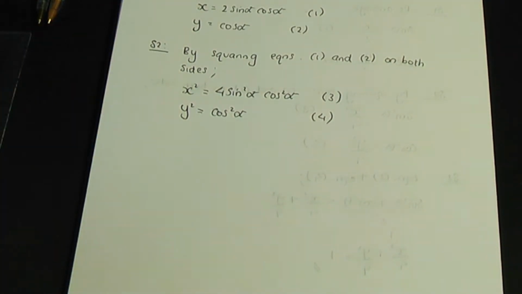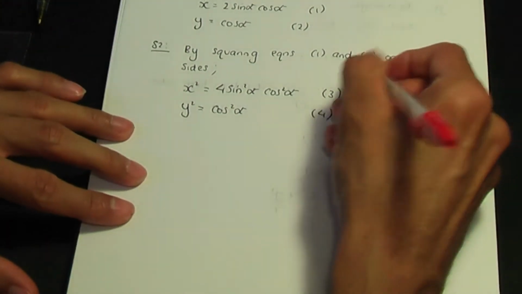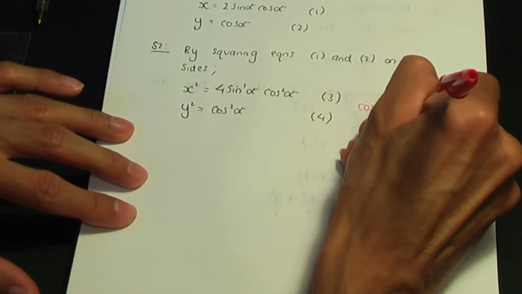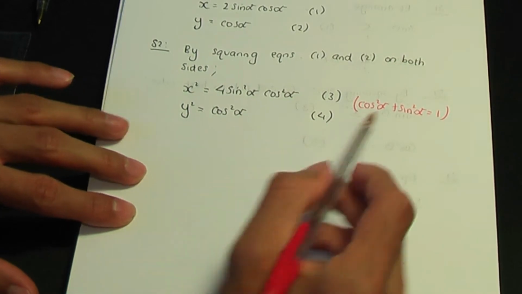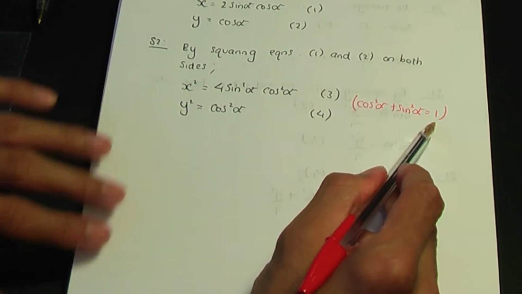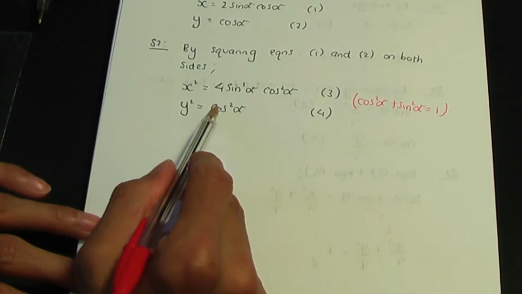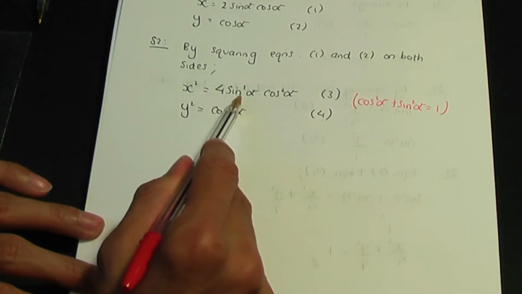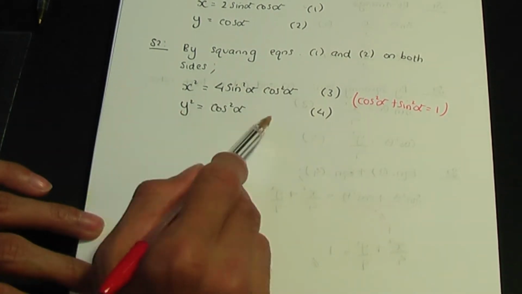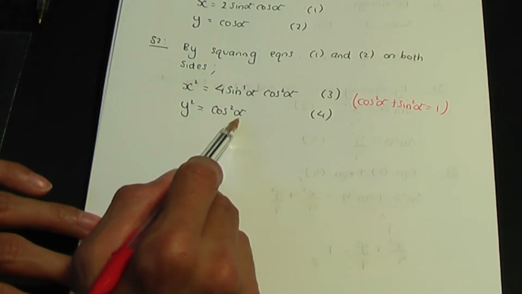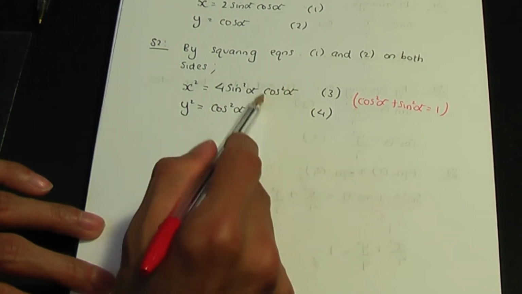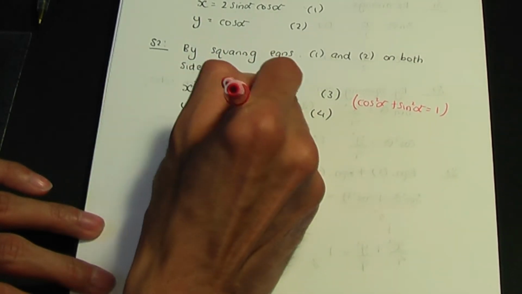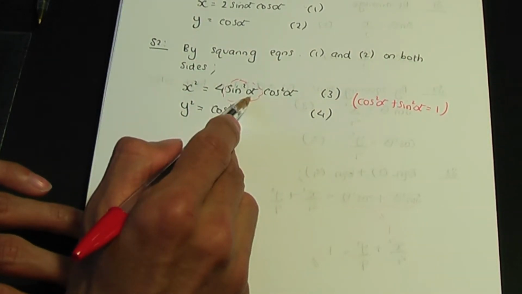Now, remember, somehow we need to use the identity. So let me take a red pen. Cos squared plus sine squared is equal to 1. So somehow we need to apply the identity. Now, we have equation 3, which is x squared, and that is 4 sine squared alpha cos squared alpha. Equation 4 is y squared is cos squared alpha. So we're halfway there. We can replace this cos squared alpha by y squared. However, we need to deal with the sine squared alpha term. Okay?